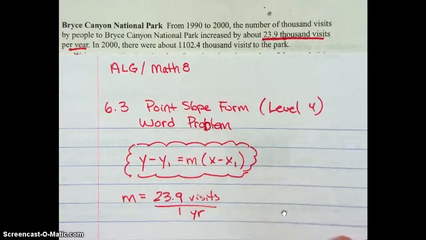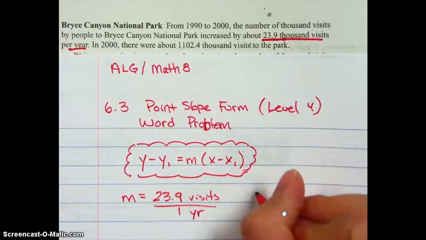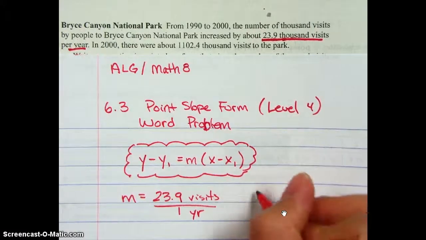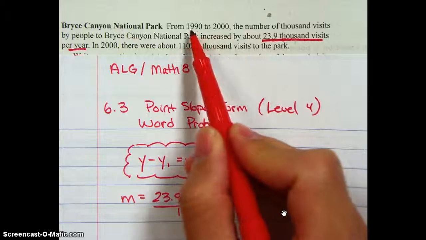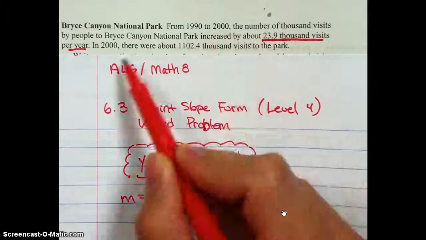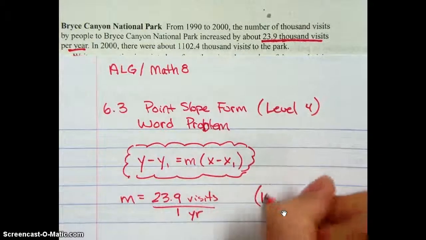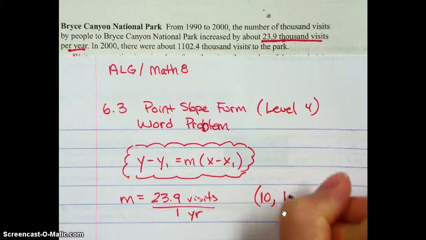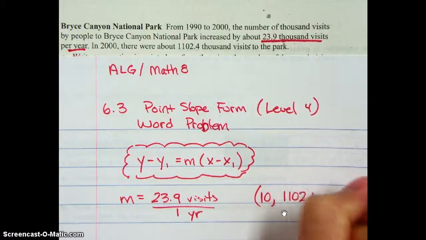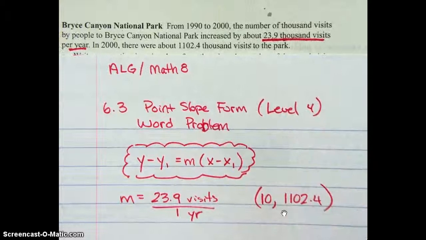1,102.4 thousand visits to the park. So that is a point that they gave us. They told us that in the year 2000. So what we do is we take a look at the time frame they're giving us here. From 1990 to 2000 has been 10 years. So in the year 2000, that's 10 years after 1990, and they gave us our data point as 1,102.4. Okay, so that's the information they gave us.